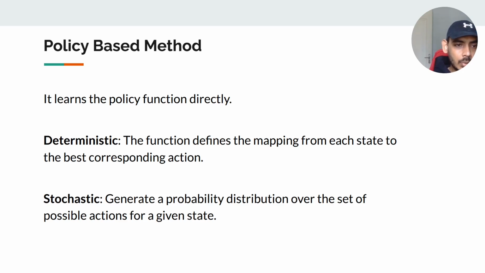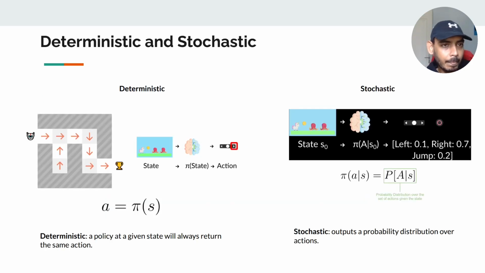But when it comes to a stochastic policy function, what will happen is that for a given state, you will generate a probability distribution over a set of actions. The action with the highest probability will be taken. It's not a one-to-one mapping; you will have one state to a probability distribution. The action which has the highest probability, you will take that action. That is the stochastic policy method.